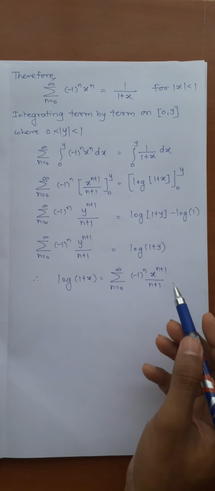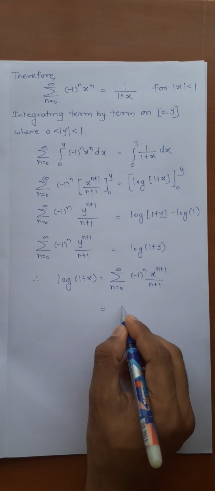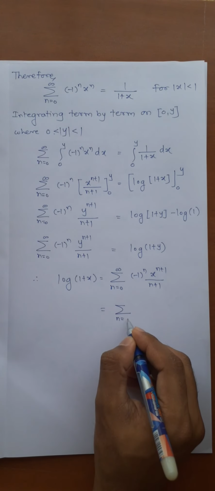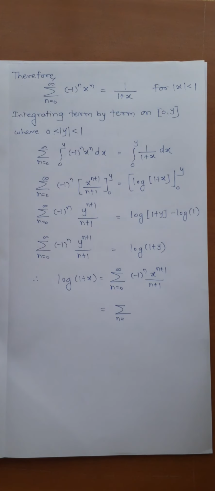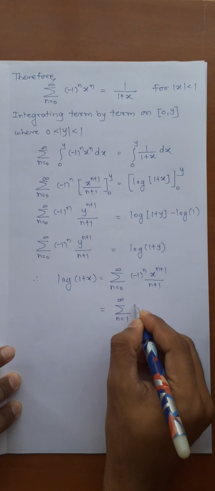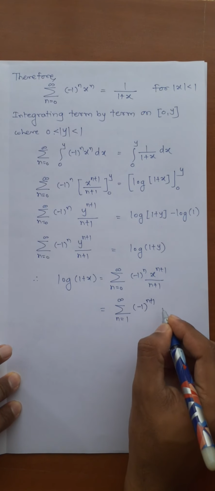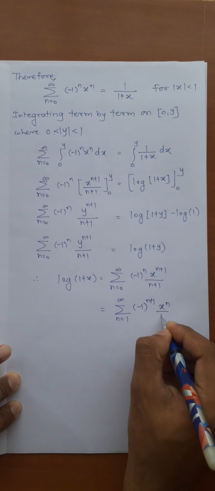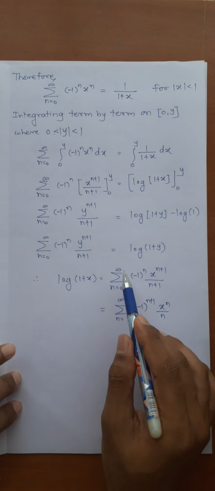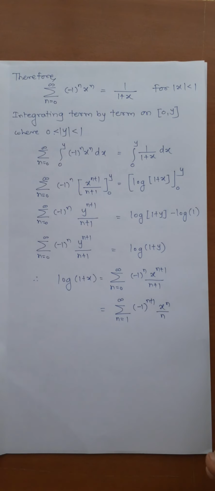The same thing we can write in terms of n also. So this is summation n running from 1 to infinity of (-1)^(n+1) x^n/n, the same thing. You will have the same series if you put n equal to 0 and so on, and if you put n equal to 1, you will have the same series.